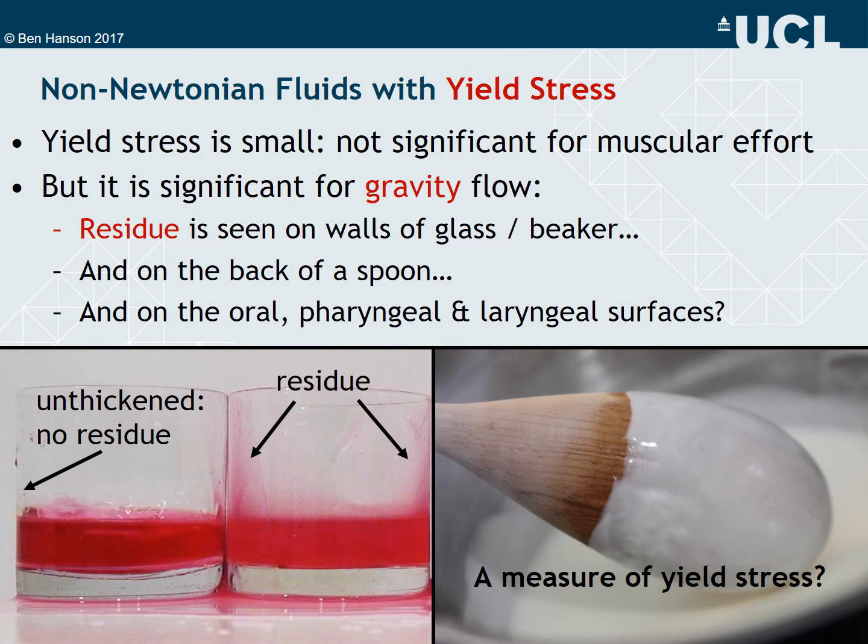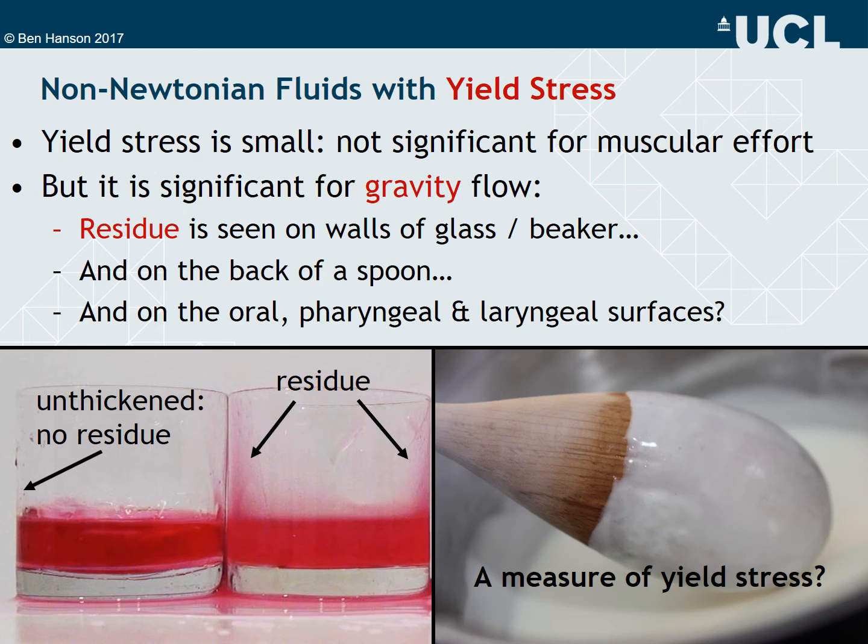How that manifests in practice, yield stress is usually a very weak force, so it doesn't really affect the amount of pressure that your tongue would need to generate to swallow liquids, but it is significant for residue, so it would affect the amount of residue or the coating seen on walls of a glass or beaker or on the back of a spoon. And that's interesting because the guidelines from the UK used to rely on assessing a liquid based on whether it coated a spoon. And actually this was much more of a measure of yield stress rather than a measure of viscosity.